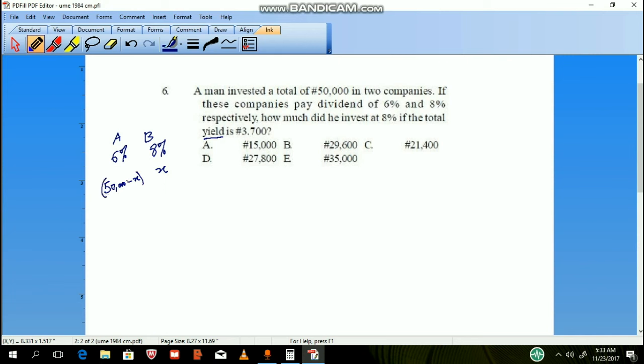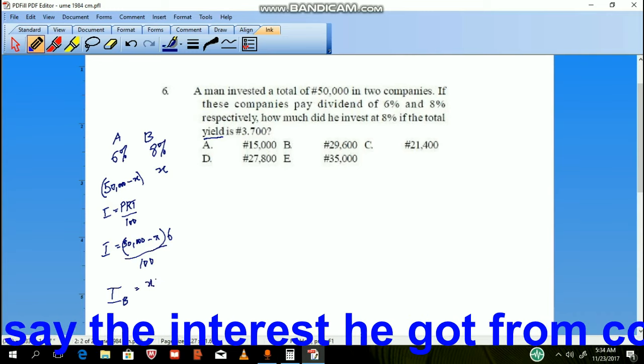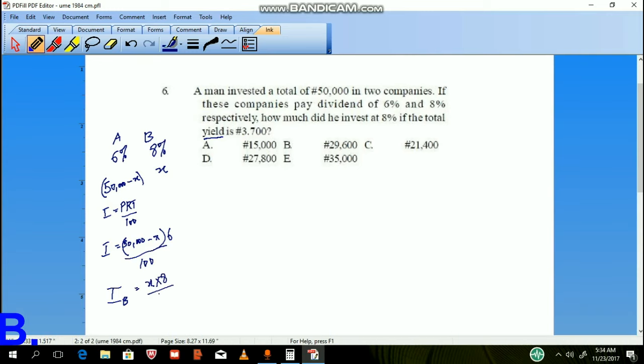Now the next thing is, how do we get the interest in here? Remember, the interest is usually PRT over 100. So the interest in company A will be the amount saved, 50,000 minus X, times the rate, which is 6, times the time, which we know is per annum, all over 100. Now the interest in company B, let me call that I sub B, will be the principal, which is X, times the rate, 8, over 100. So this will be 8x over 100.